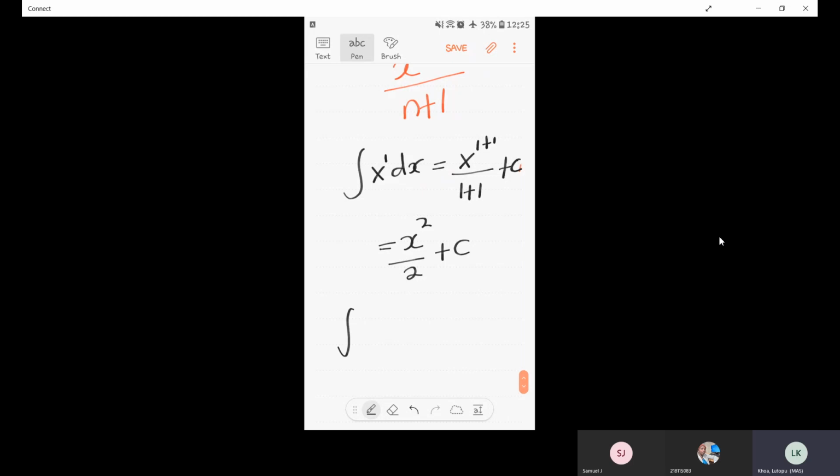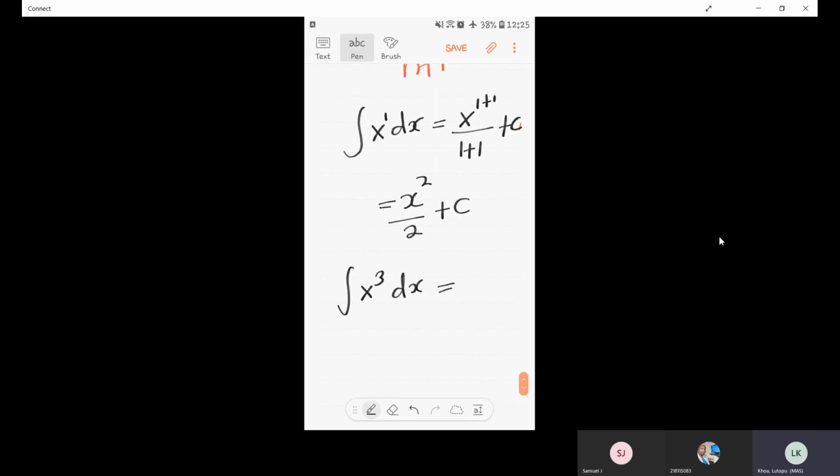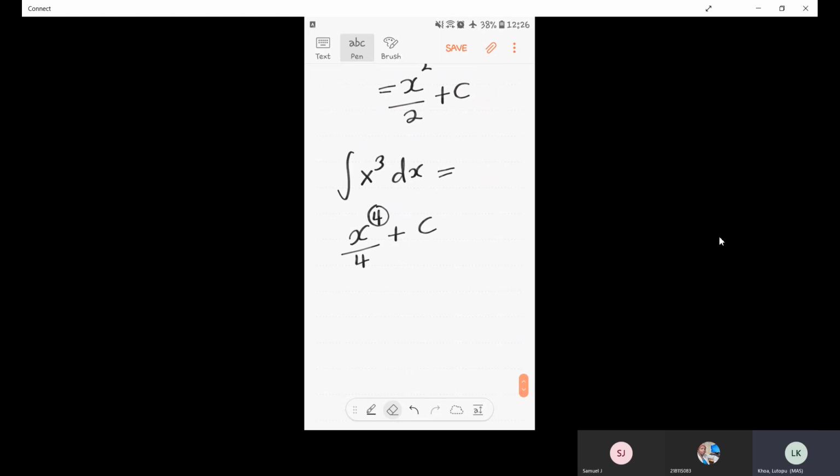Let's look at some more. Let's say I have x cubed dx. If I want to find this indefinite integral, this is just x to the power of 4 over 4 plus c, just like that. So you add 1 to your exponent, and then you divide by that same exponent. And you'll see when you differentiate this, this 4 comes down to multiply, it'll cancel with this one that is dividing, and then at the exponent I will be left with 3.